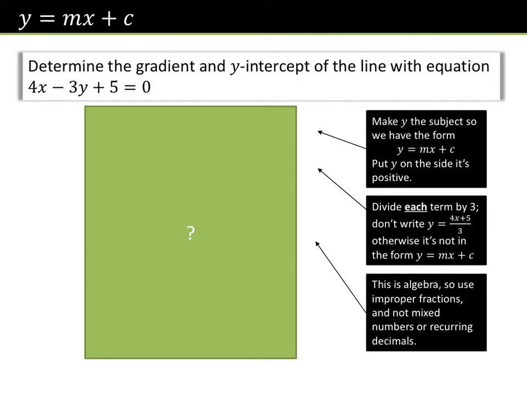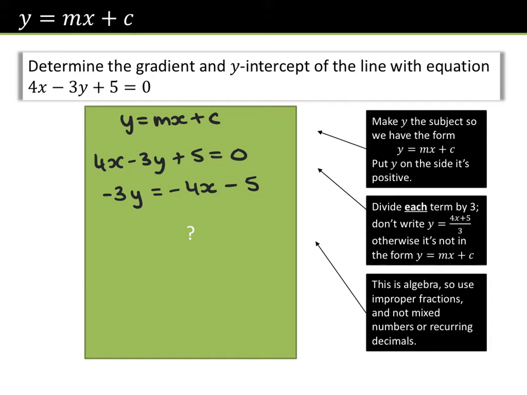So here we have: determine the gradient and y-intercept of the line 4x minus 3y plus 5 equals 0. As we've seen earlier, this isn't the form that we like to find the gradient in. We would like it to be in the form y equals mx plus c. So 4x minus 3y plus 5 equals 0. I'm going to rearrange this to get negative 3y equals negative 4x minus 5. I'm then going to divide everything by minus 3, so I'm going to get 4 over 3 x plus 5 over 3. So our gradient is 4 over 3, and our y-intercept is 5 over 3. Okay, this is just simple rearranging.